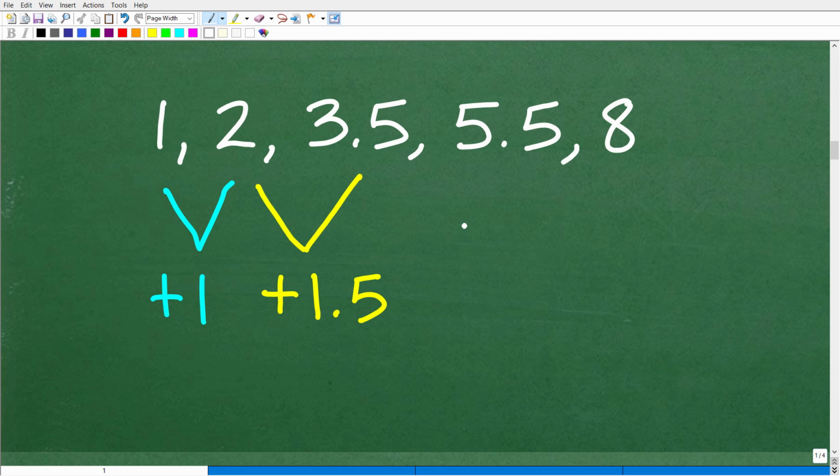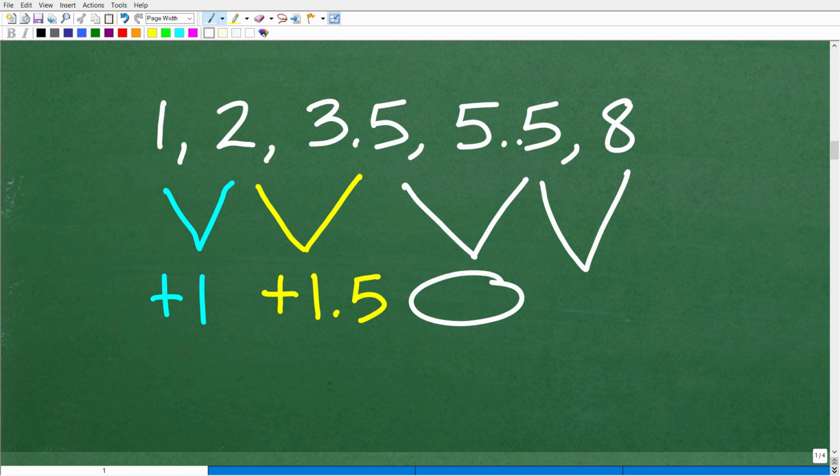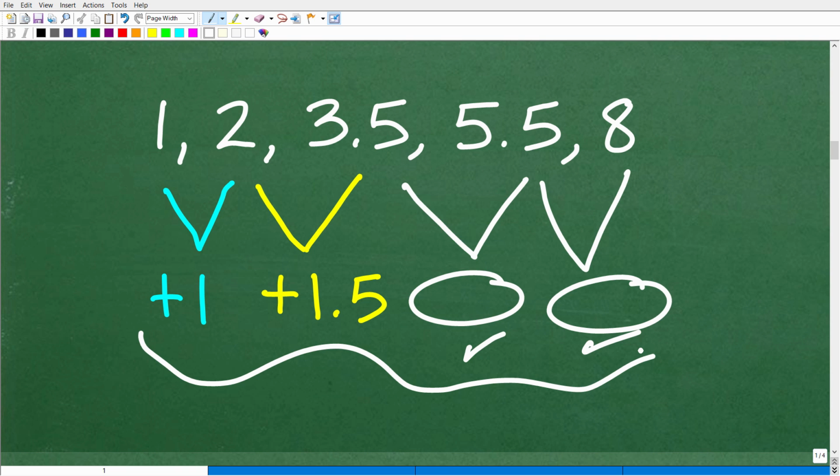So I'm going to encourage those of you out there that want to figure this out on your own, and that's awesome, go ahead and continue to look at the patterns between these numbers right here. Okay, so we already figured out between 1 and 2, it's 1. Between 2 and 3.5, it's 1.5. What is it between 3.5 and 5.5 and 5.5 and 8? Because once you figure this out, you're going to see a pattern.